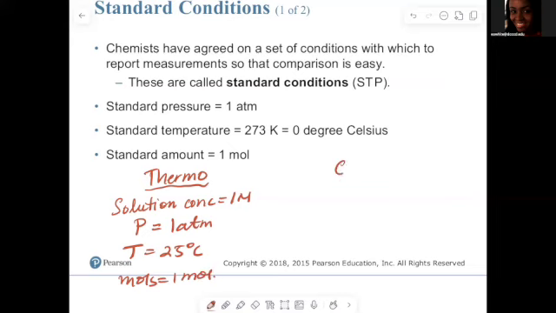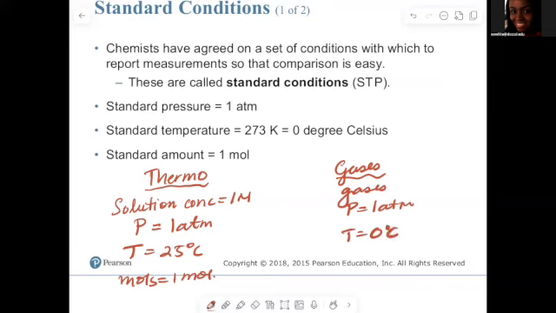In the chapter of gases, though, you want to be aware that we don't deal with solutions. We only deal with gases. And with gases, the pressure will be 1 atmosphere, so it does match. The temperature, though, here is 0 degrees Celsius.